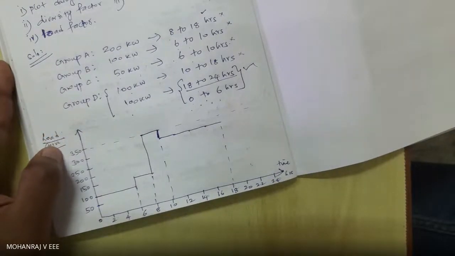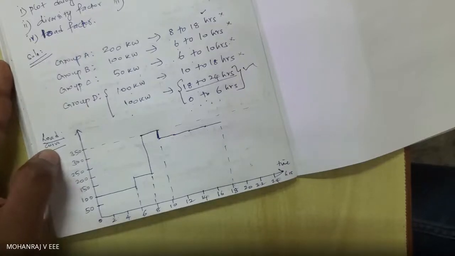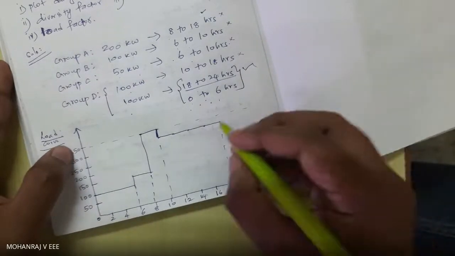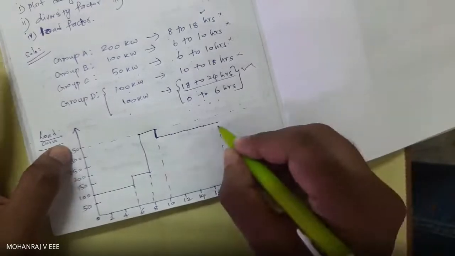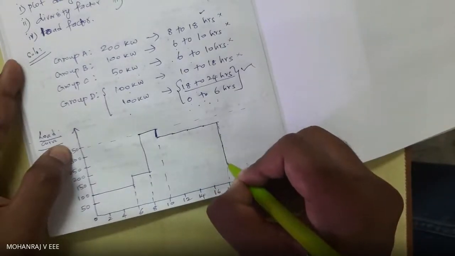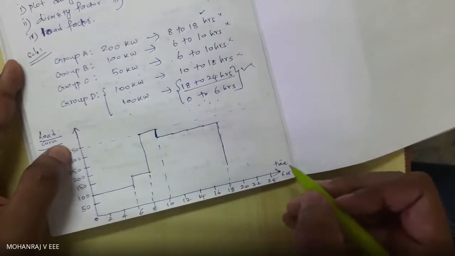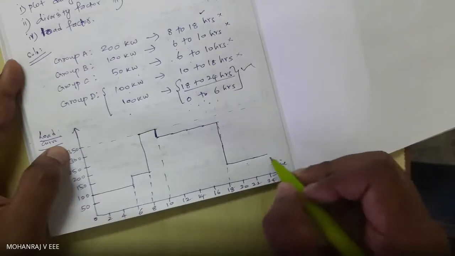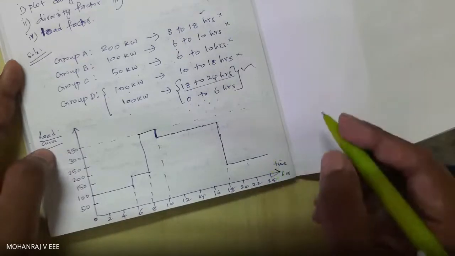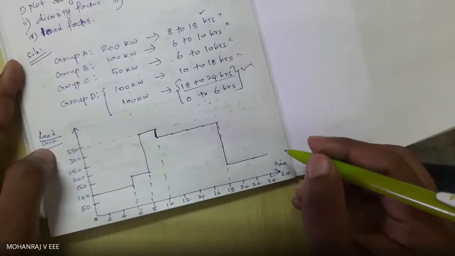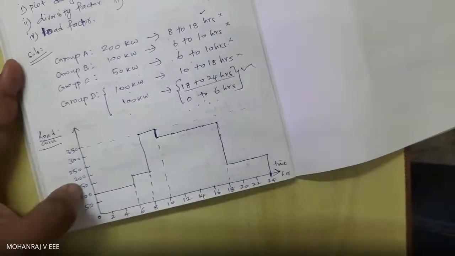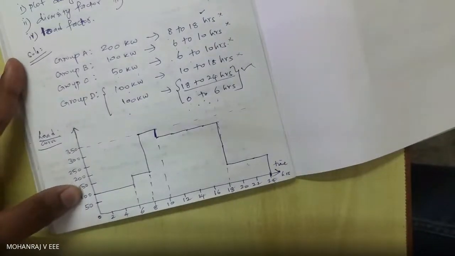So from 18 to 24, it is 100. So from 18 to 24, we have that as 100. Okay.